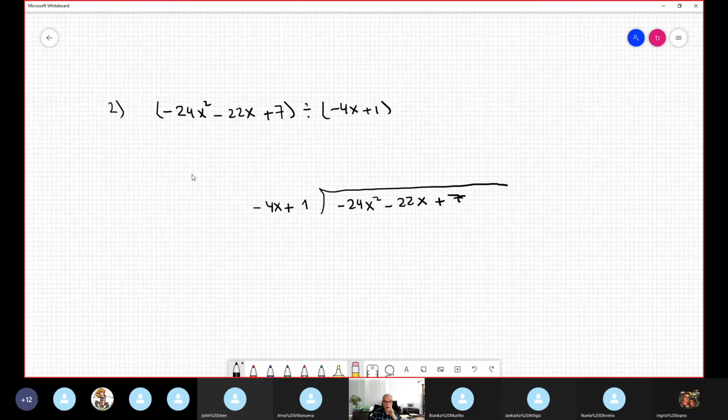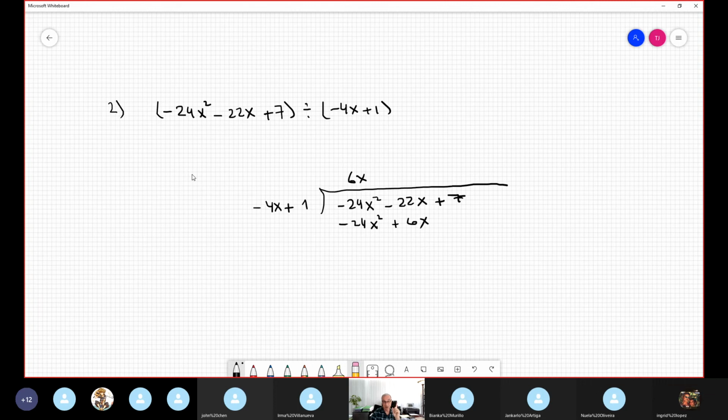So what I need to find is one expression I can multiply by this to give me exactly this, negative 24. Well, I suppose in my mind, using my imagination, that it's 6x, yes or no? Because 6 times negative 4 is negative 24, and x times x squared. Now multiplication, this and this is positive 6x.